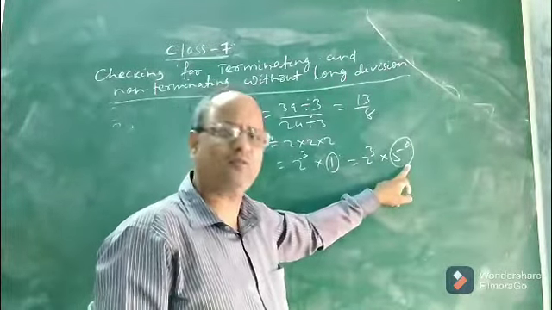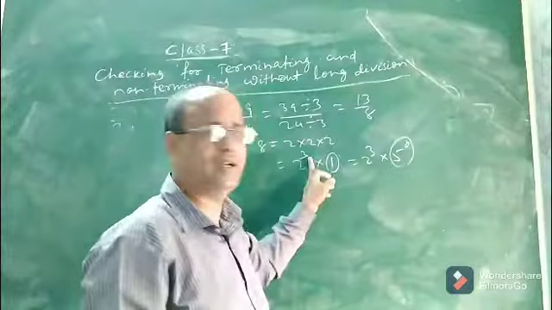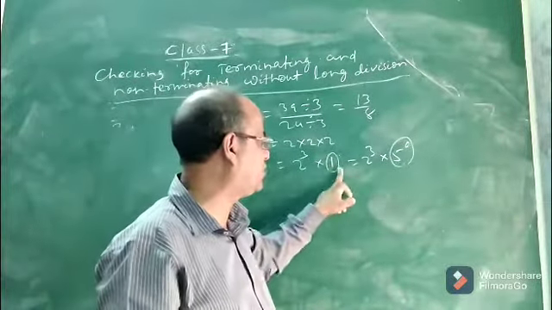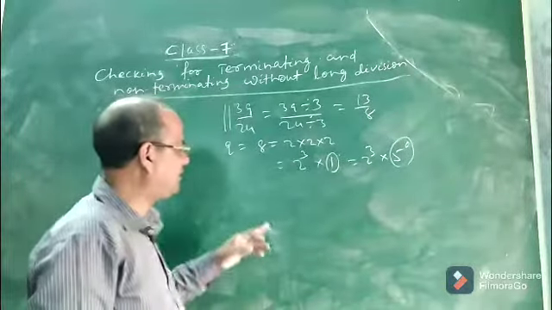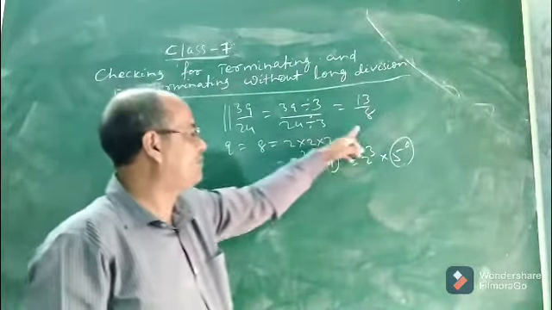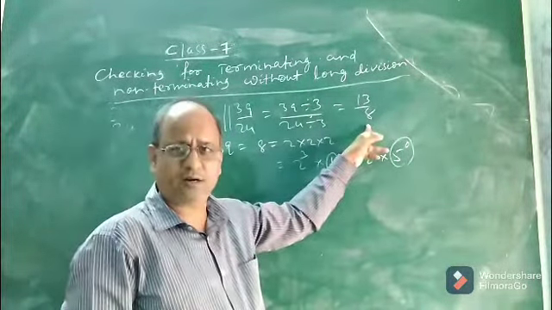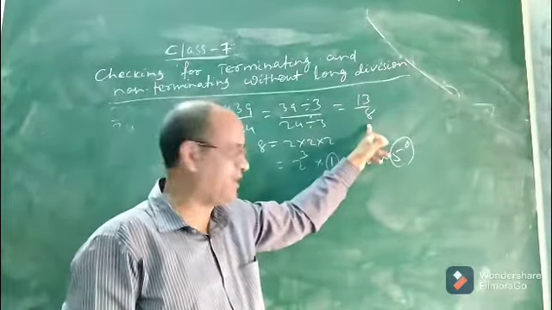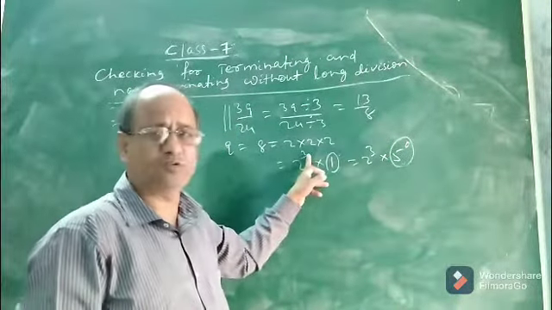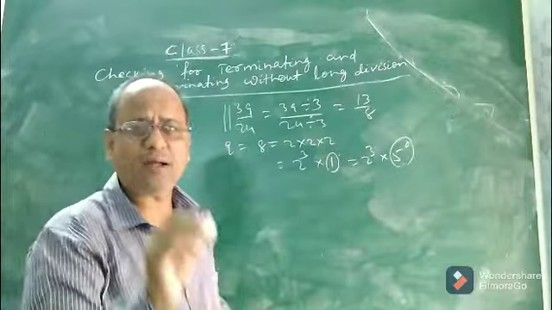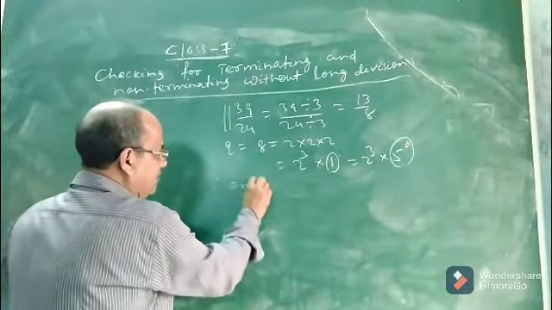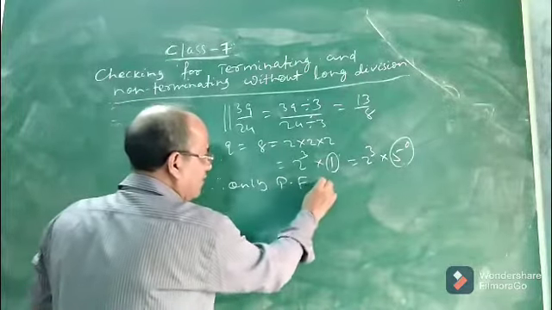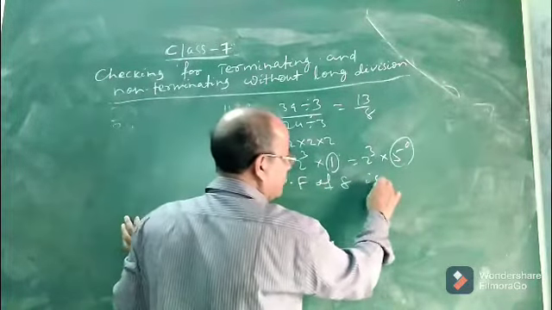So if you don't write this one also, it is okay, because 2 to the power 3 is enough. If you do not write 1, or into 5 to the power 0, no problem. Now see, we found the prime factorization of the denominator q, that is 8, and we saw that it is only 2 to the power 3. That means the only prime factor is 2.